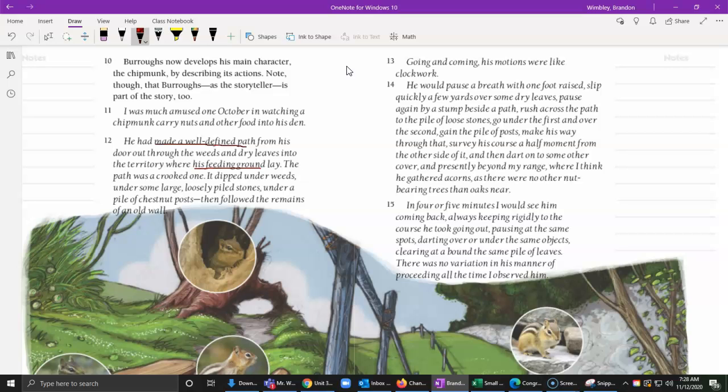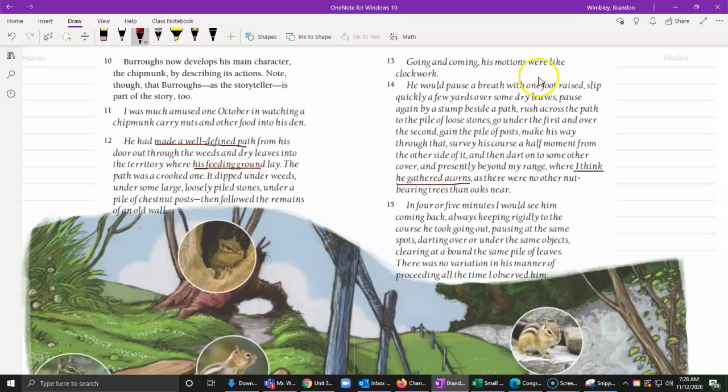So what do I notice in this paragraph? When the chipmunk travels the path and gets to his feeding ground, he gathers acorn for his food. I'm going to underline this part because it's telling me that's probably what he's going to eat. That's our key detail. I think he gathered acorns.